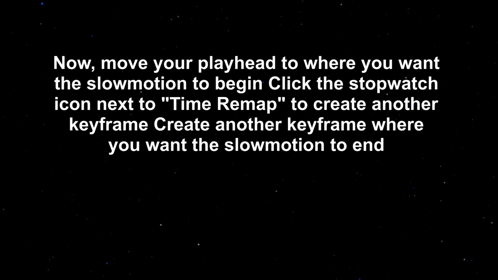Now, move your playhead to where you want the slow motion to begin. Click the stopwatch icon next to Time Remap to create another keyframe. Create another keyframe where you want the slow motion to end.